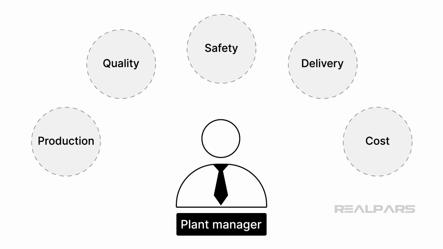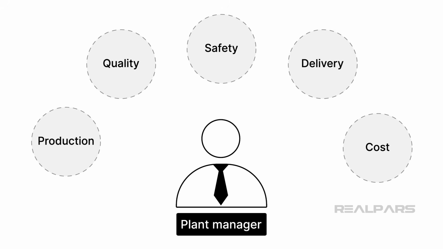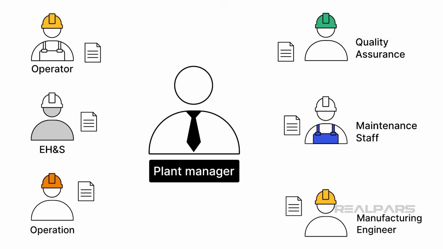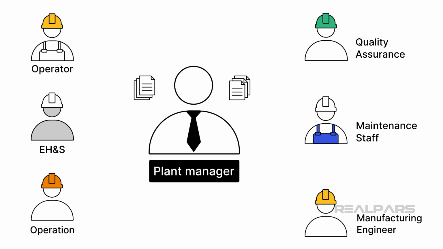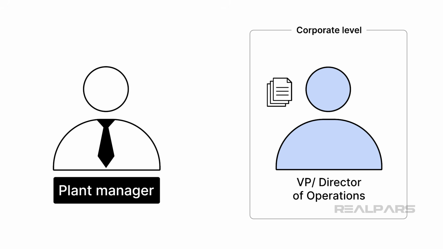Finally, the plant manager is responsible for every aspect of plant performance, including production, quality, safety, delivery, and cost. All of the roles we've covered in this video ultimately report up to the plant manager, which means they care about every KPI and metric across every department. The plant manager, in turn, reports to a VP or Director of Operations at the corporate level.